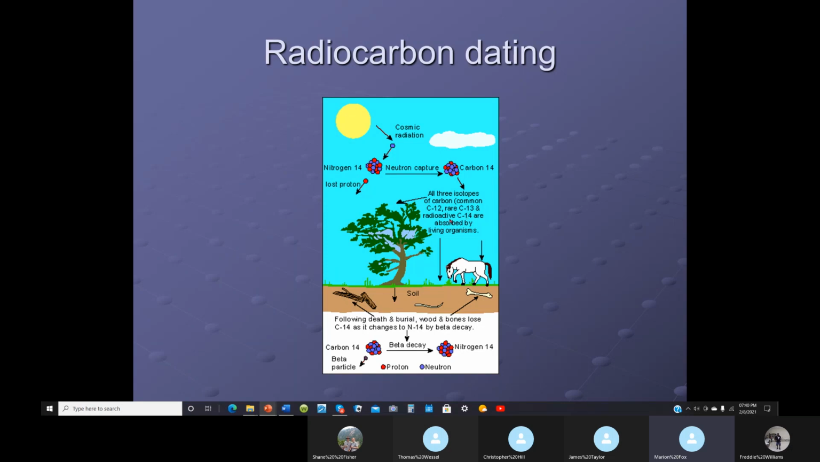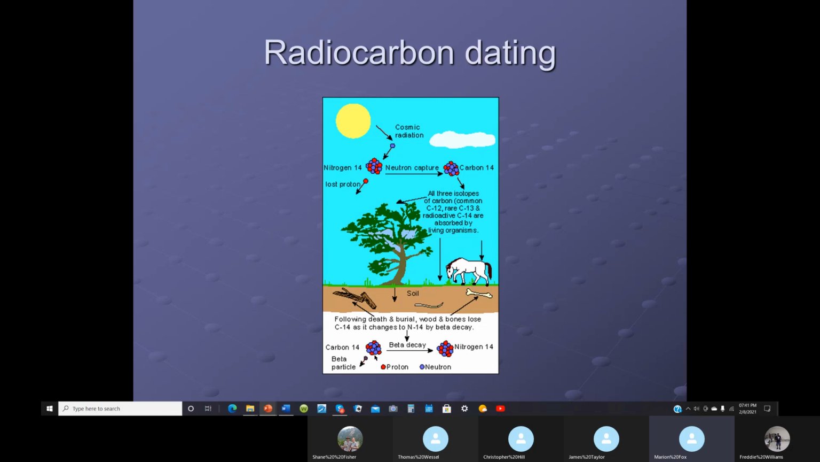All 3 of these are absorbed in the organisms, like trees and plants and so forth, in the bones of animals and so forth. Now, what happens is carbon-12 and carbon-13 don't change. They're not radioactive. But the carbon-14 decays over time, and it emits a beta particle, which is an electron. And when it emits a beta particle, that turns back into nitrogen.